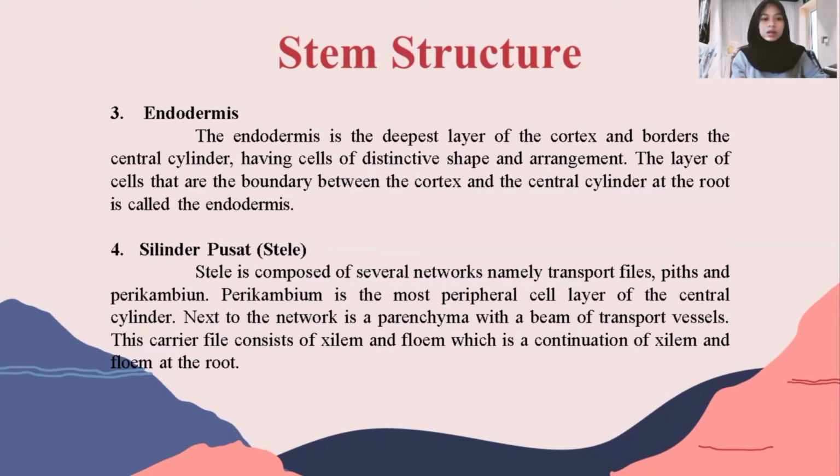And number 4, stela. Stela is composed of vascular bundles, pith, and pericambium. Pericambium is the most peripheral cell layer of the central cylinder. Next to the pericambium is parenchyma with a bundle of transport vessels. This vascular bundle consists of xylem and phloem, which is a continuation of xylem and phloem at the root.